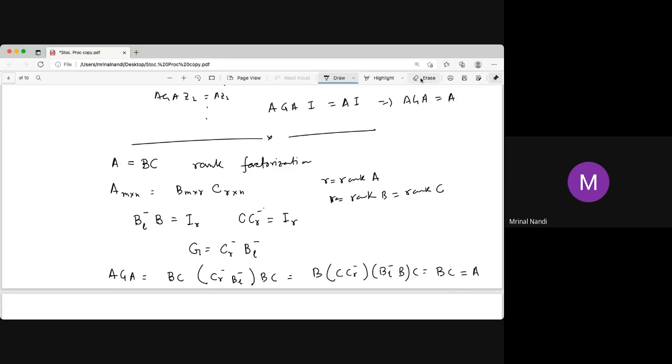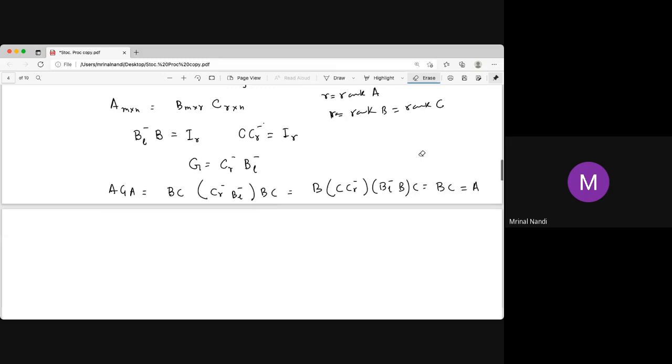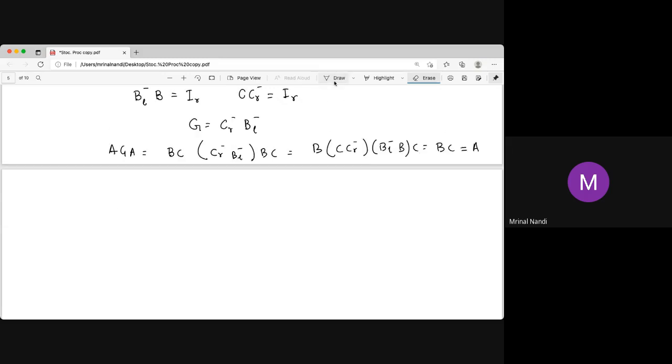This is one method to find G. There are several other methods. This is a theoretical method, but there are also computational methods. And there is the question of which method needs fewer calculations. But this is not in our syllabus; it is actually the algorithmic part. So finding an efficient algorithm for a G inverse is a different issue.